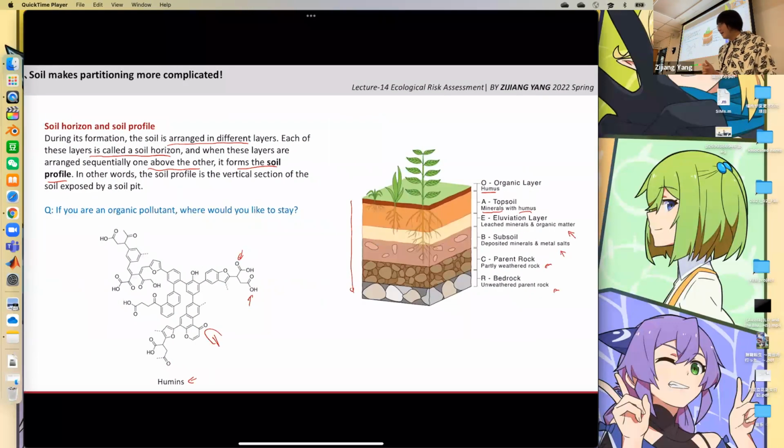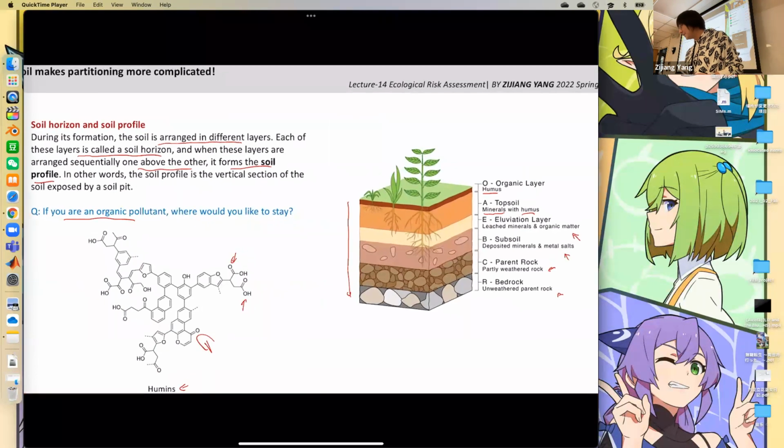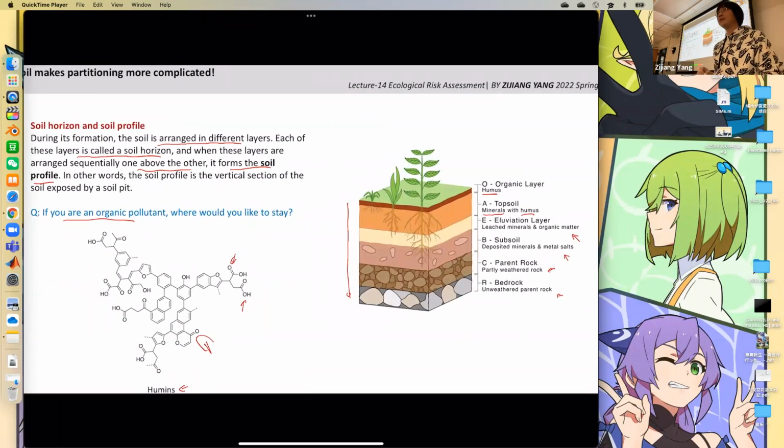In this case, I have a question: if you are an organic pollutant, which layer would you like to stay in in this soil? Do you guys have any ideas based on the composition of the soil? Anyone? Where would it naturally occur, or where would you like to stay? Like, which layer would you prefer if you are an organic pollutant?